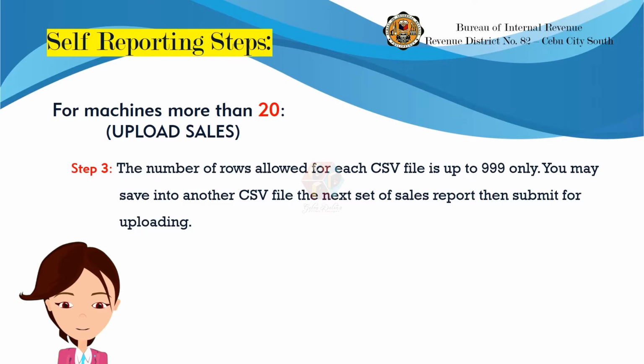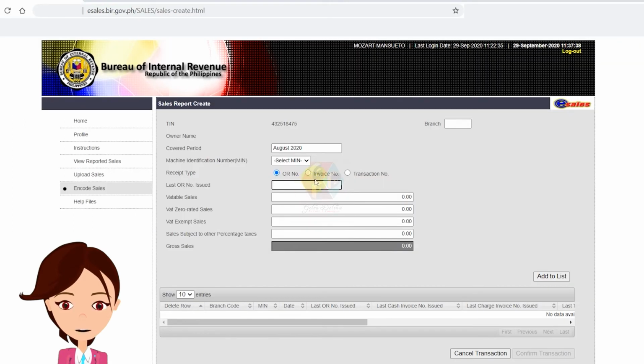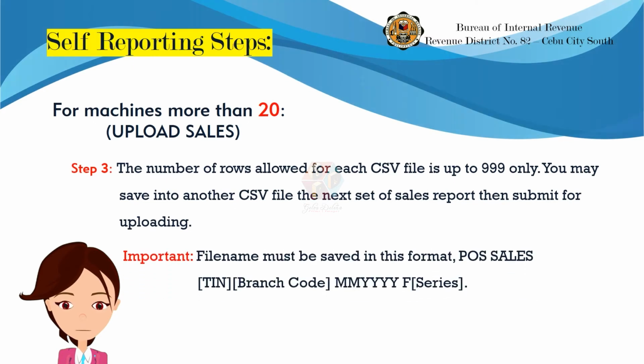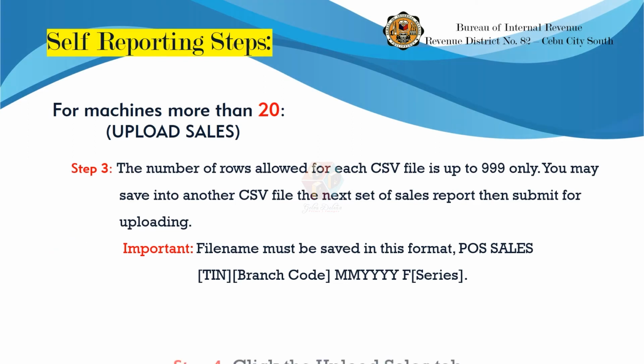Step 3. The number of rows allowed for each CSV file is up to 999 only. You may save into another CSV file the next set of sales report, then submit for uploading. Take note, file name must be saved in this format: POS sales space TIN space branch code space month and year space F series.